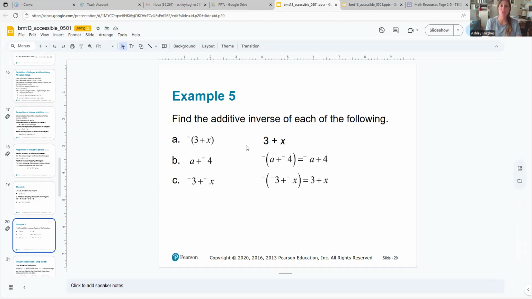So the additive inverse would return 0. So negative, parentheses 3 plus x, we just need to add 3 plus x. And essentially you're turning the whole thing, you're flipping the sign. So if it's a -4, then it'd be -a plus 4. This is -3 plus a negative x. So if I'm going to flip both sides, they're both going to become positive.